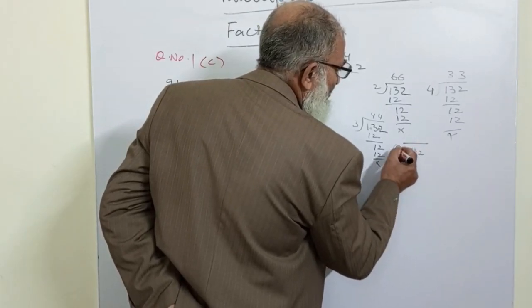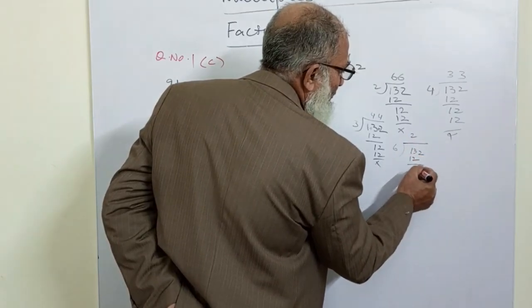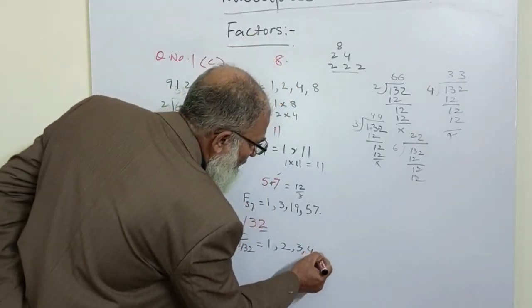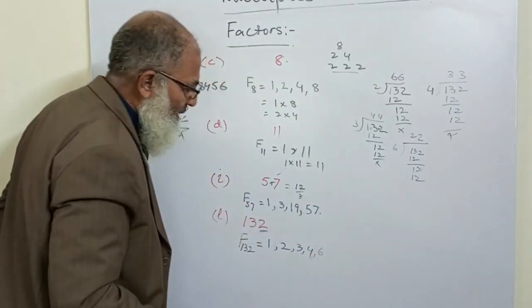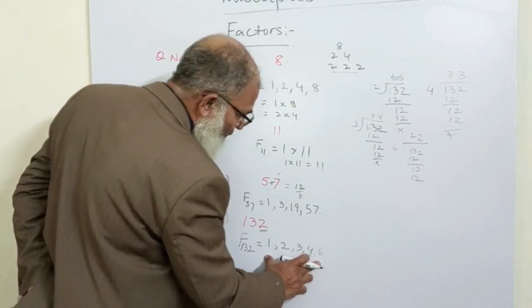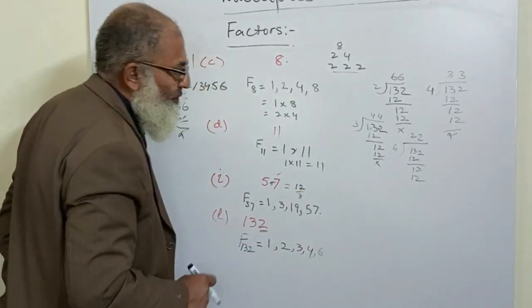132, 6 2s are 12. So 6 is the next factor. Since I've got some factors over here, 1, 2, 3, 4, 6.